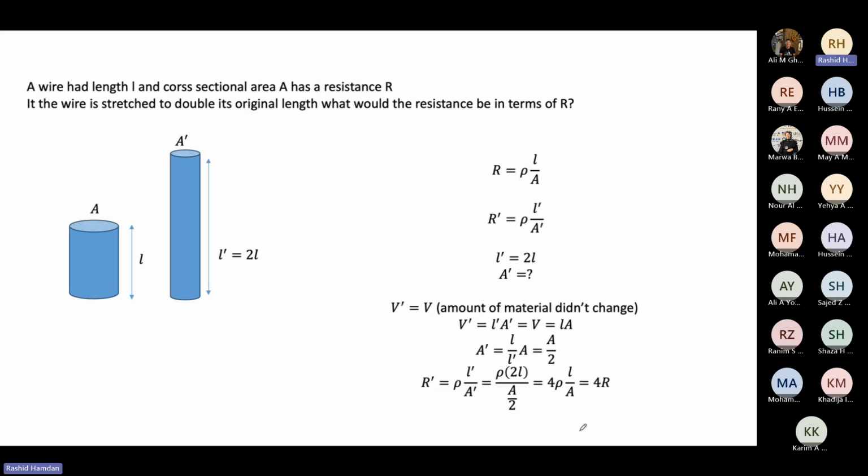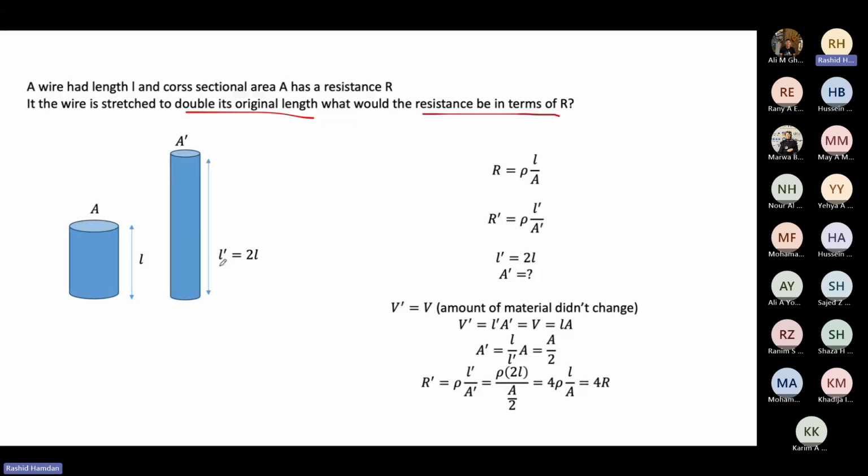So a wire has a length of L and cross section area A, and has a resistance R. So I start with this wire, its length is L, and its area is A, and the resistance R. Now I want to stretch the wire to double its original length. What happens to the resistance? What is the new resistance in terms of R?